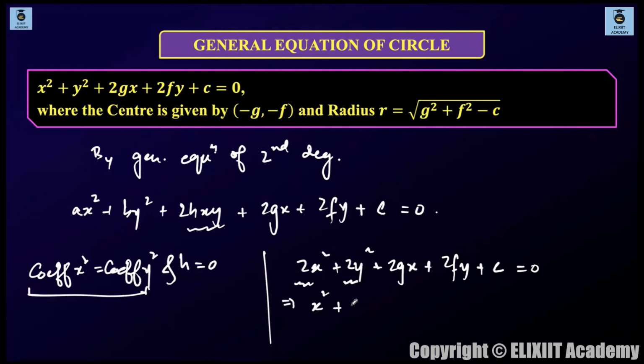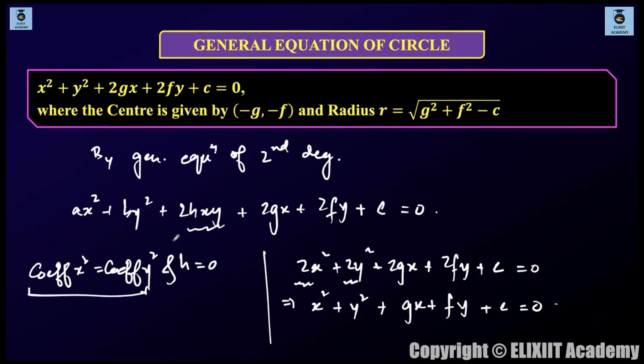Make this as 1 and then solve. Means you divide by 2, so this becomes x square plus y square plus 2gx plus 2fy plus c is equal to 0, and then you find out the center. So if this is not 1, this is the sufficient condition that coefficient of x square is equal to coefficient of y square. The necessary condition is you are supposed to make this as 1 and then solve for the center and solve for the radius.